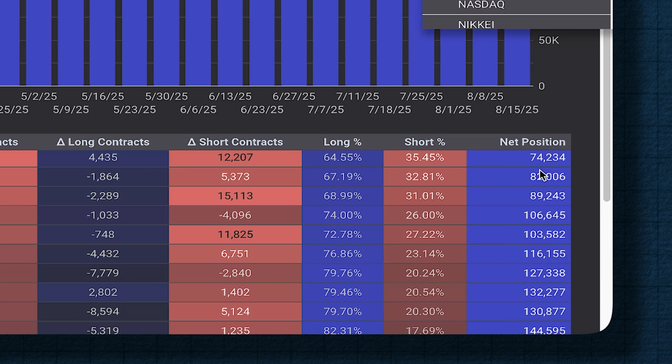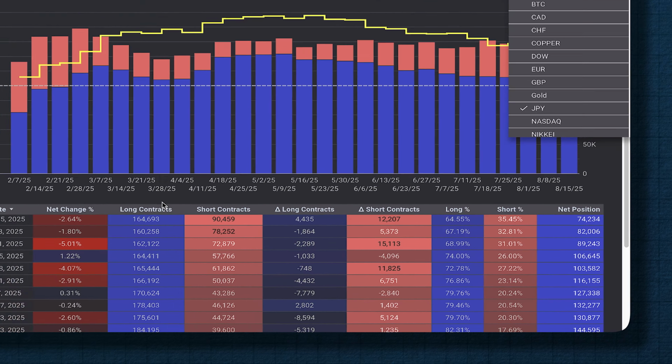So for me, I can see that as, oh, hedge funds are reducing their positions in JPY from 106 to 89 to 82 to 74. In my strategy, what that tells me is that hedge funds are possibly reversing on their bias, and maybe this is a good time to look for bearish JPY trades. That's the way that I found it useful.